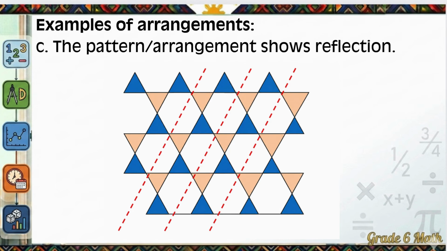What do the triangles show? Look closely at the triangles. Blue triangles point in one direction. Orange triangles point in the opposite direction. This creates a balanced and repeating design. This tells us the pattern is built using a rule, not randomly drawn.